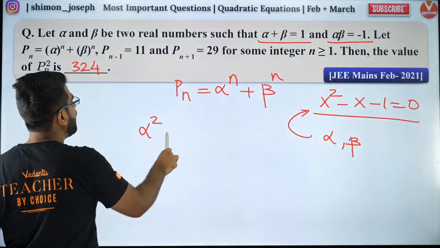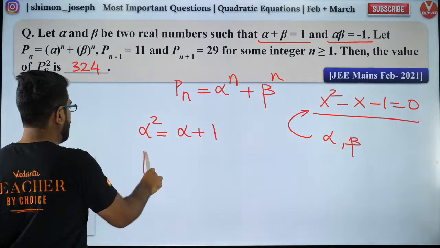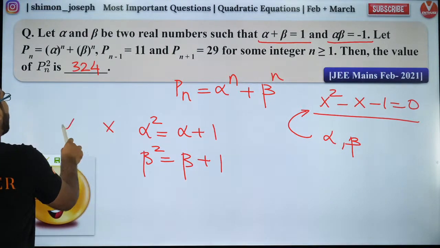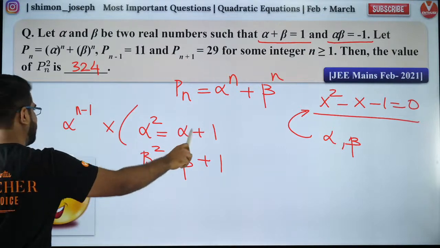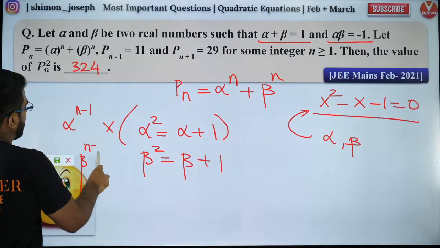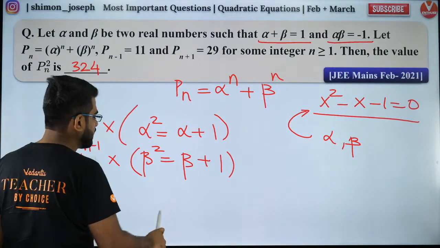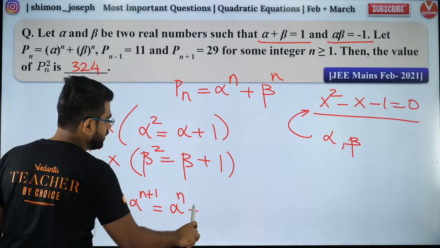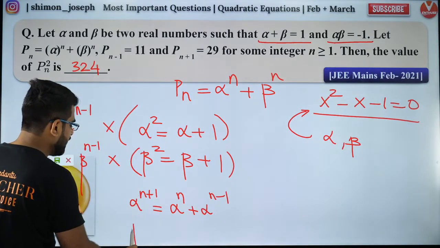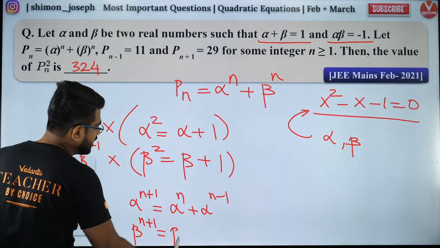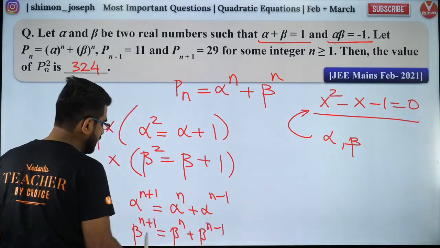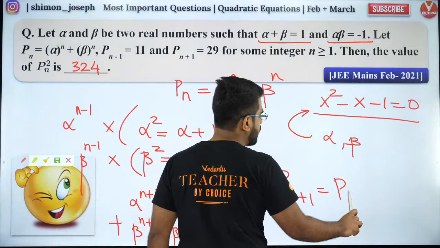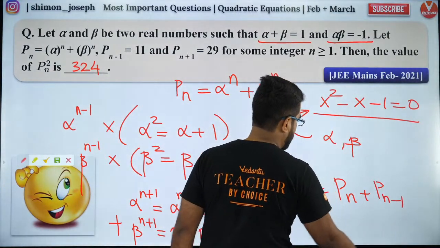So can I say alpha square is equal to alpha plus 1, beta square is equal to beta plus 1. Okay, now I am going to multiply alpha to the power n minus 1 to this equation, beta to the power n minus 1 to this equation. So I will get what? I will get alpha to the power n plus 1 is equal to alpha to the power n plus alpha to the power n minus 1. Similarly, beta to the power n plus 1 is equal to beta to the power n plus beta to the power n minus 1. Now add both these equations. If I add both of them, I'll get P of n plus 1 is equal to P of n plus P of n minus 1.